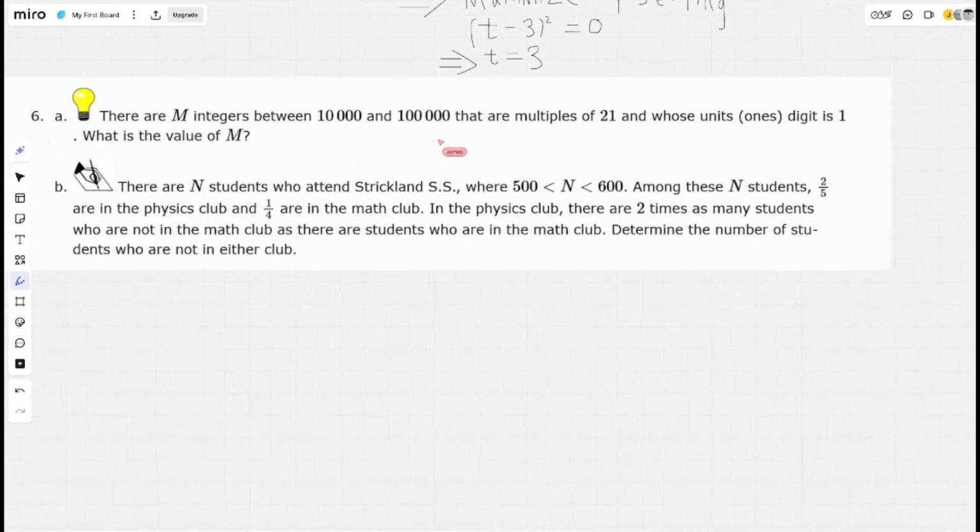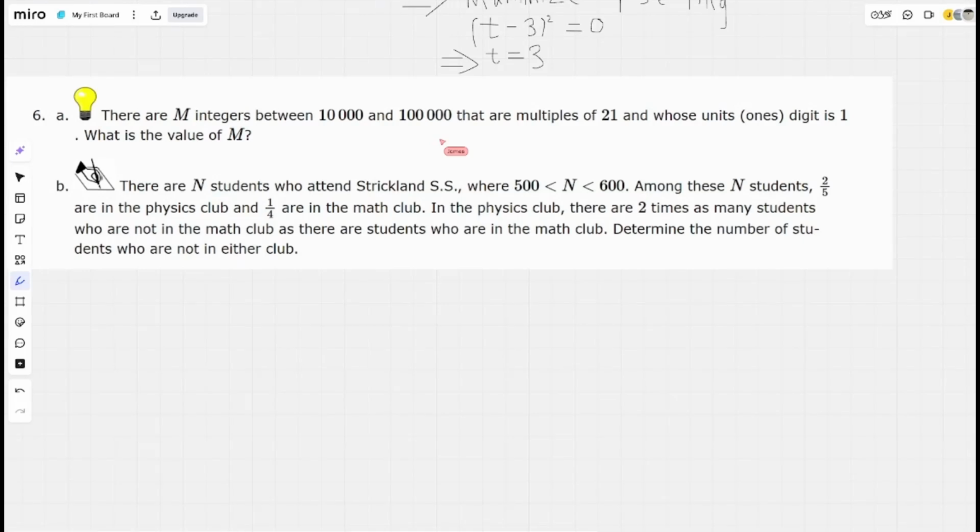So, for question 6a, the question reads: there are m integers between 10,000 and 100,000 that are multiples of 21 and whose units digit is 1. And it wants us to find how many of these numbers there are.